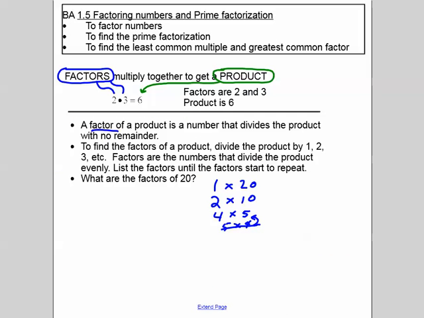Okay, so here we are at section 1.5 for beginning algebra at UW Whitewater. We're going to talk about prime factorization in this video.